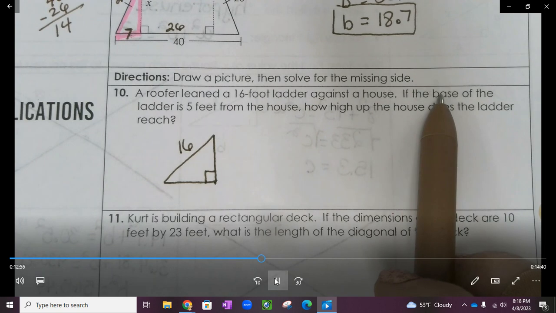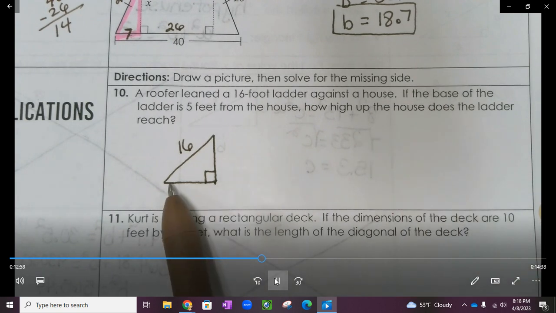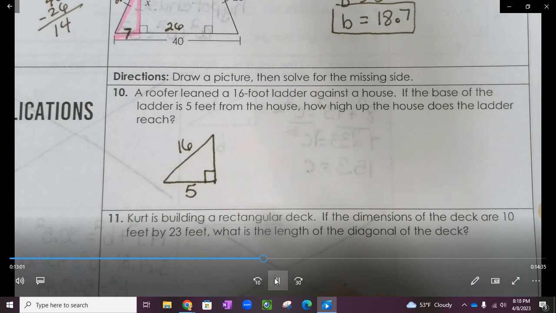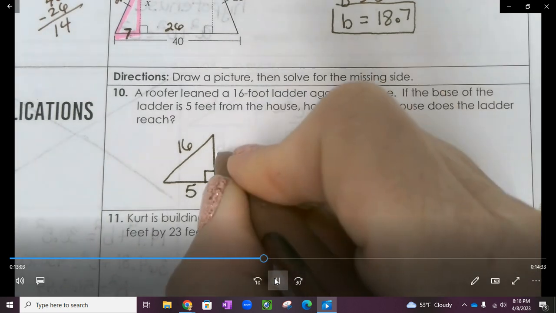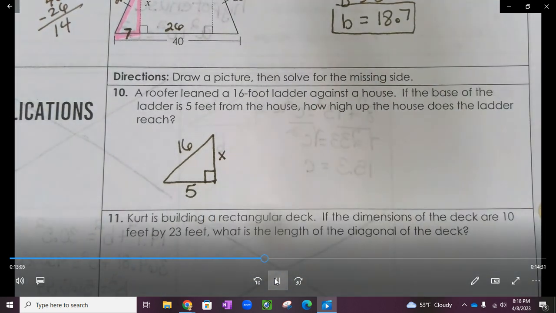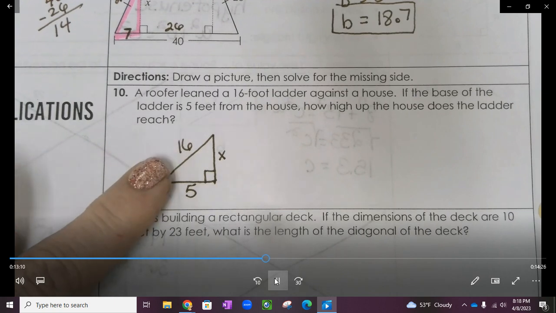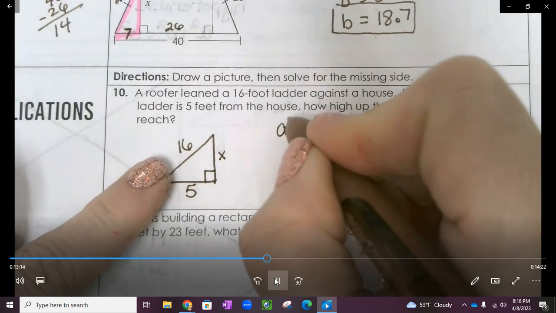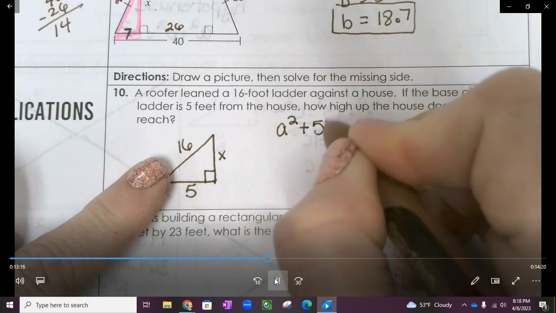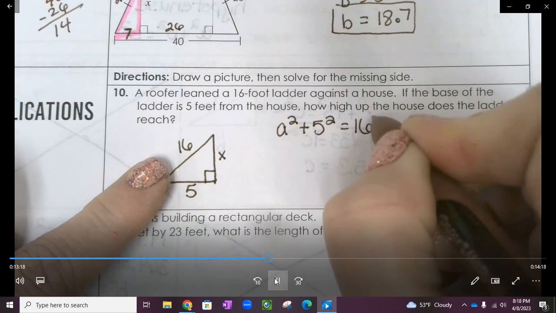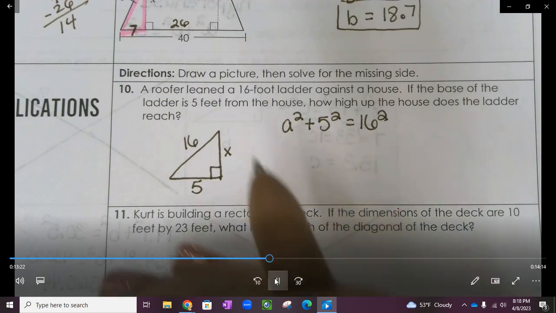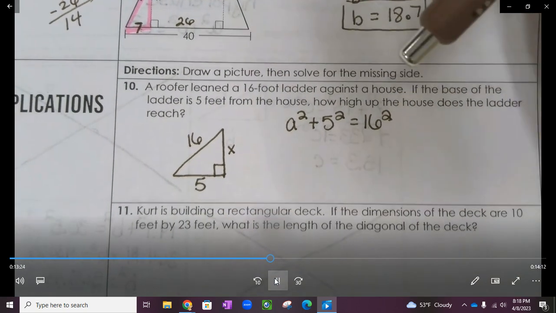If the base, guys, base is at the bottom, if the base of the ladder is 5 feet from the house, how high up the house does the ladder reach? The ACT loves to put questions like this on their test. Of course, they put a lot more with it. But this is the math that you would be doing. Okay, so we're not going to work this out, but you would set this up similar to this. And then I'm not going to worry about working it out because I know you guys know how to work it out. So we're going to move a little quicker through these.